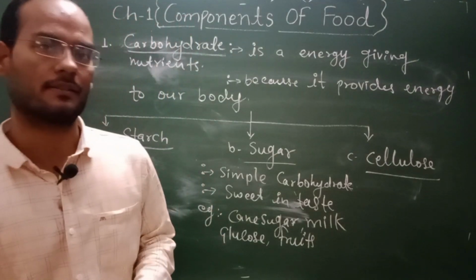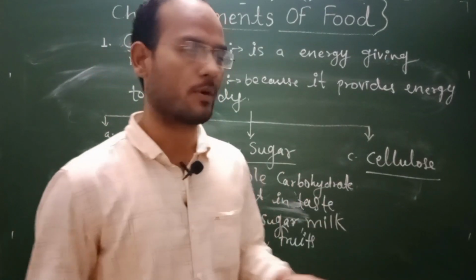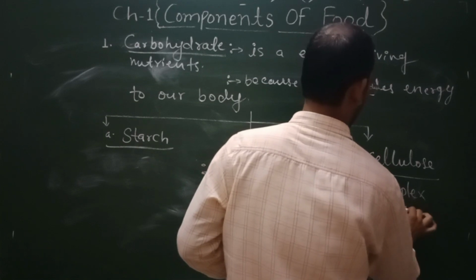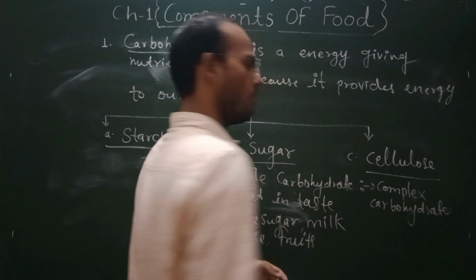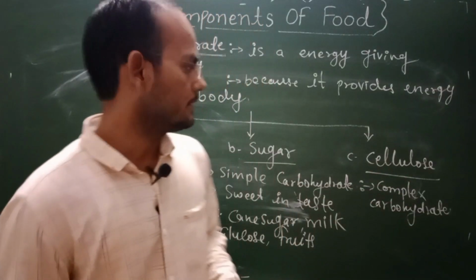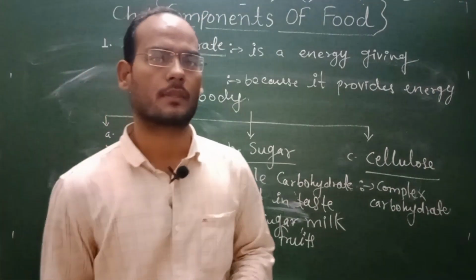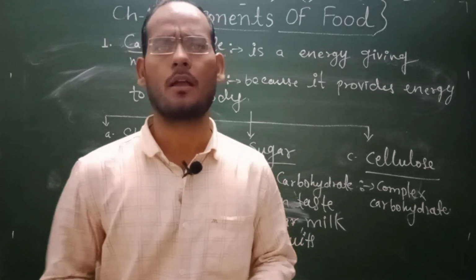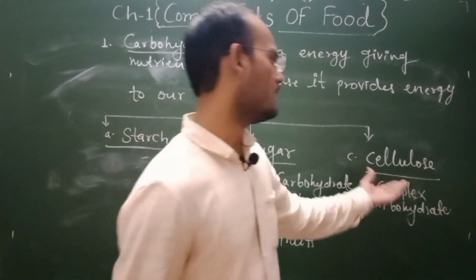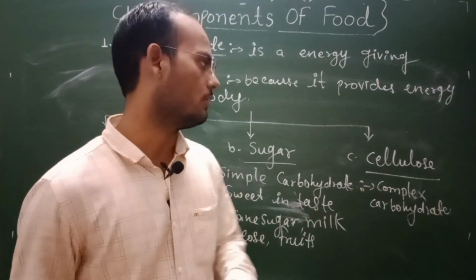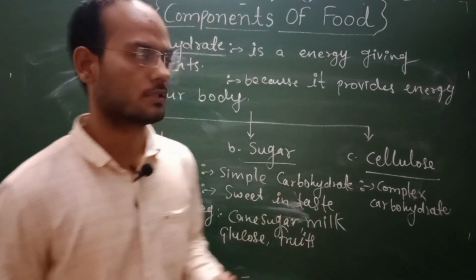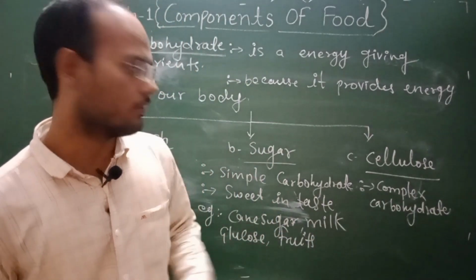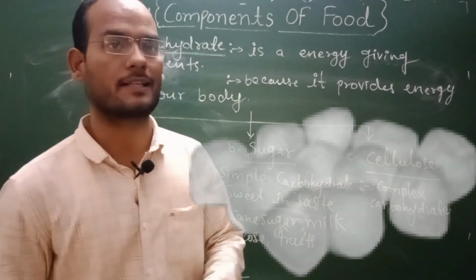What is cellulose? Cellulose is another type of carbohydrate. It is also a complex carbohydrate. This type of carbohydrate, cellulose, is present in the cells of the plant body. It is not a nutrient for human beings because it is not digestible by human beings. So it is an indigestible substance for humans, and it is not included among nutrients because we are unable to digest cellulose. Clear? A good example is pure cotton fiber, which is an example of cellulose.